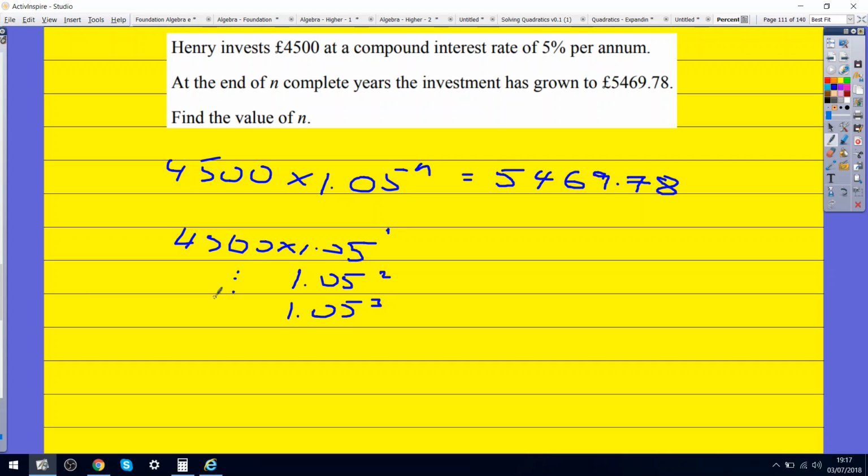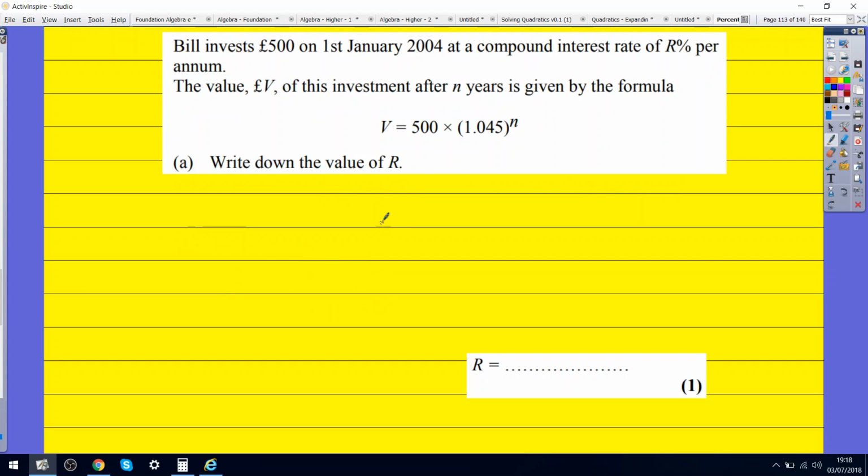Okay, this one. Any idea what this is about? Percent per annum. So that would be 4.5% per annum. Yeah.